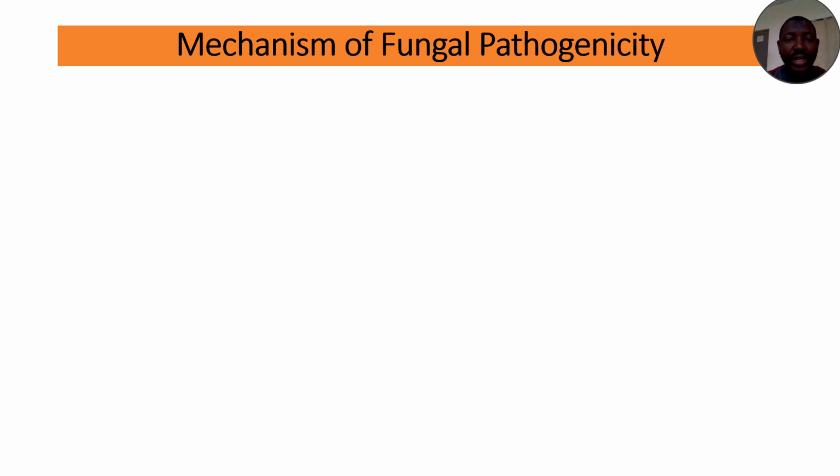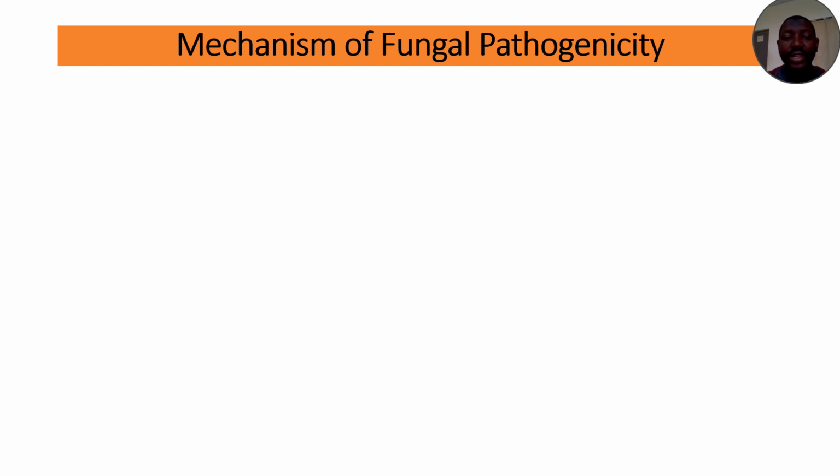Now, another important thing we want to discuss is the general mechanism of fungal pathogenicity. Pathogenicity is the ability of a pathogen to invade host tissues and cause diseases with specific signs and symptoms. On the other hand, we have pathogenesis, which refers to the stepwise processes followed by the pathogen to cause diseases. So, pathogenesis is a stepwise process, while pathogenicity is the inherent ability of the organism to cause diseases.